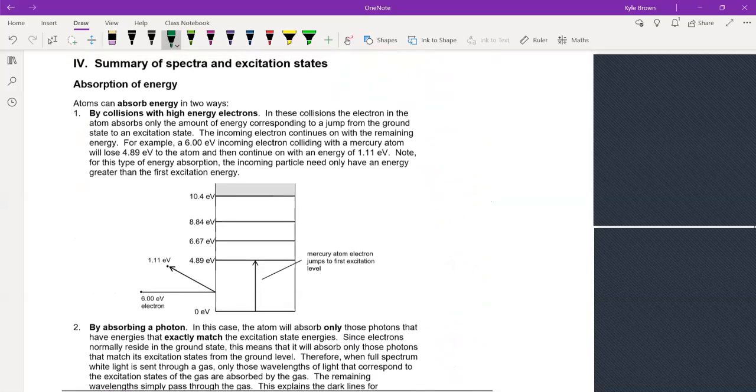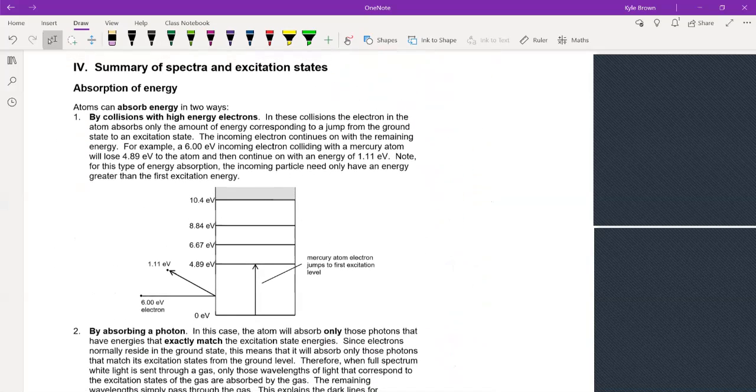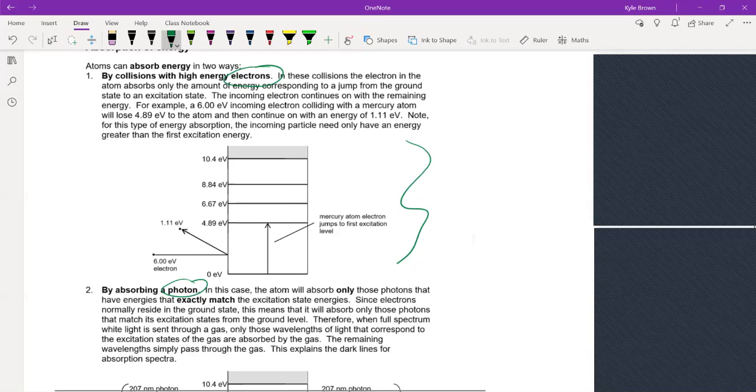Yeah, let's move on. Okay, so in summary, here's what we just talked about. Here was our model. If we have collisions with high energy electrons, can you guys circle that if you have yours too, electrons, because we're going to do photons in a minute. So that's going to be the difference. With high energy electrons, this is the case, right?